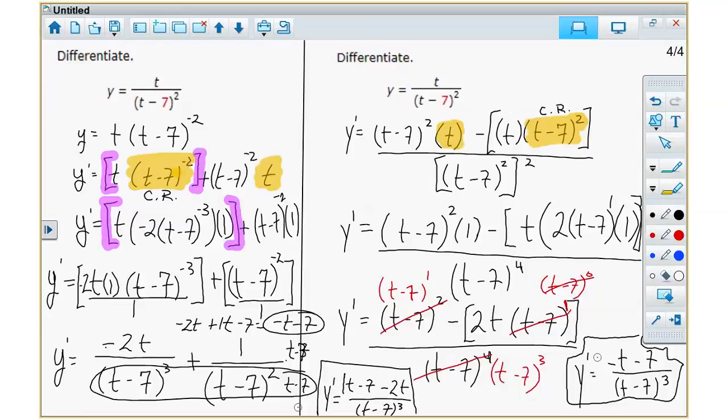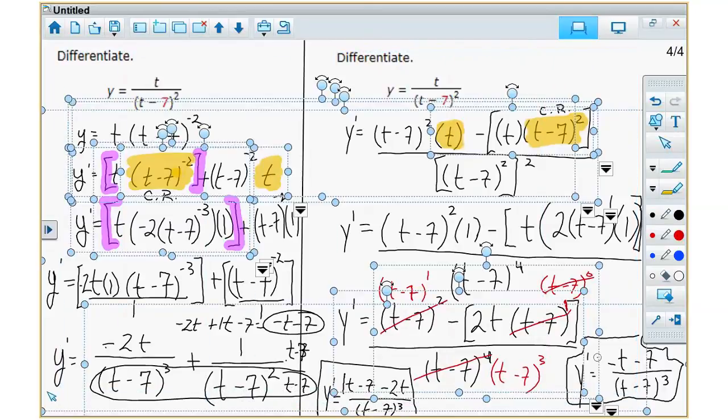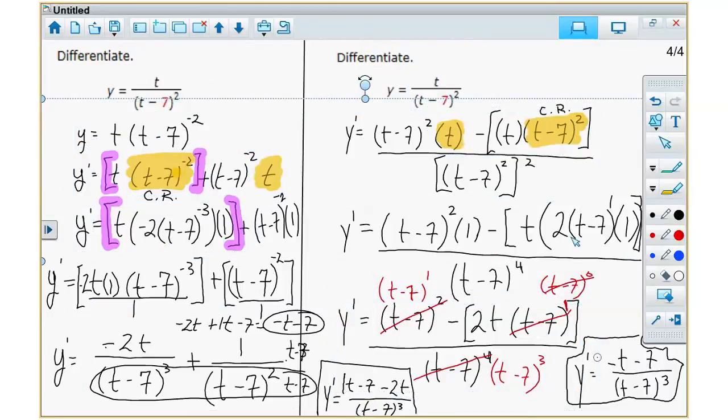I ran out of room, I'm sorry. But how does that equal what we just came up with on the other side? Hold on, let me do this because I don't like leaving it like this. Negative 2t. Well, just flip it over. So that's, hold on, t minus 7 over.